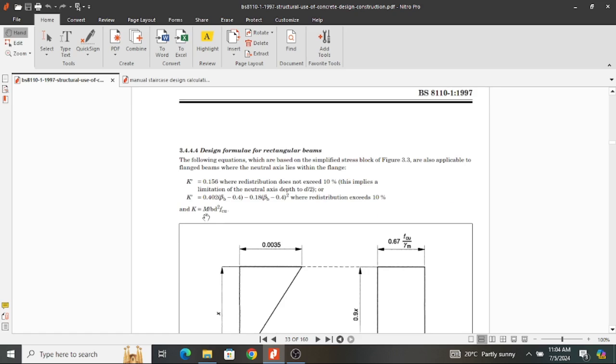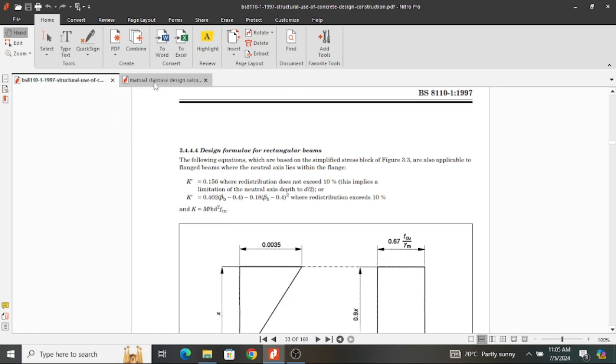And the K that we obtain from this formula is supposed to be less than that. If our K value is greater than that, then we are going to provide compression reinforcement for that element. Therefore, you take M over b d squared f_cu, and you feed all the parameters into the formula. If K is less than K prime, then there is no need for compression reinforcement. If K is greater than that, then there is need. So we are considering 0.156.